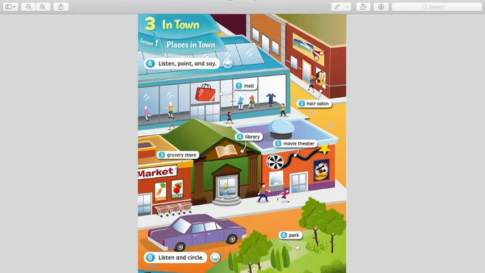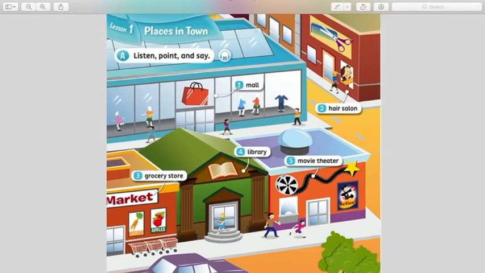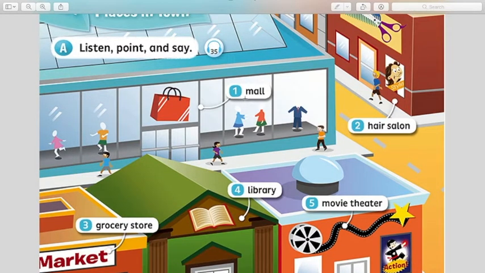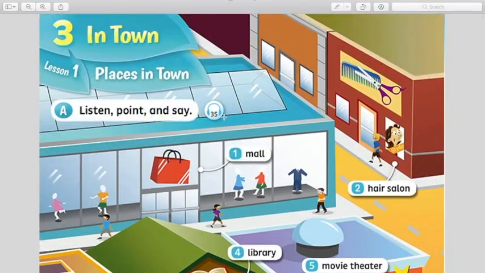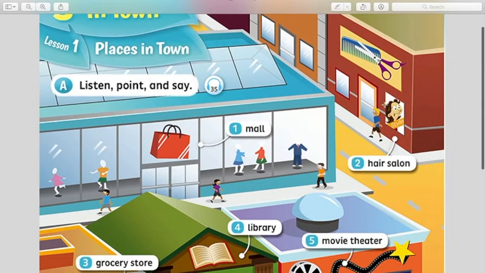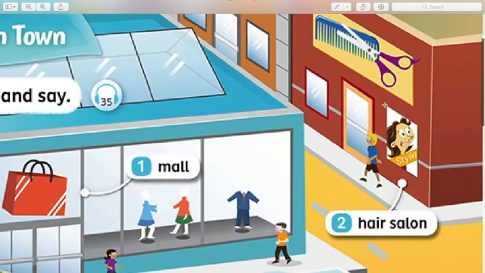Okay, so let's take a look at number 1. Number 1, we see here again, we see mall. Number 1 is mall. And you see how they have a shopping bag here. They have clothing and mannequins here because they want people to shop at the mall. Okay, next, so it's a pretty big mall, right? Really big. Next, we have right over here, we have hair salon.